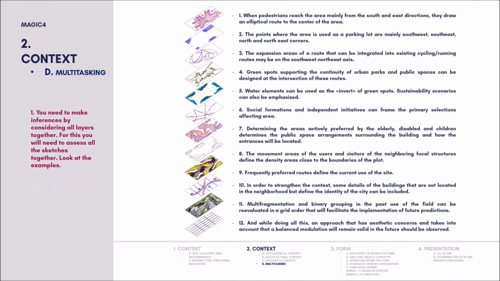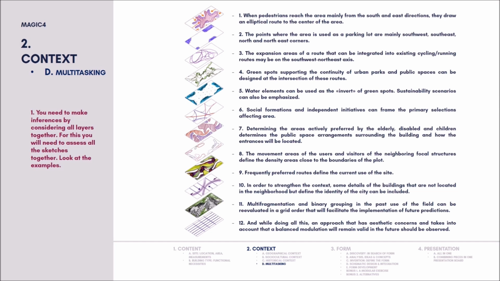D. Multitasking. You need to make inferences by considering all layers together. For this you will need to assess all the sketches together. Look at the examples. 1. When pedestrians reach the area mainly from the south and east directions, they draw an elliptical route to the center of the area. 2.